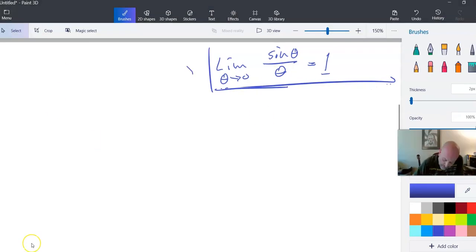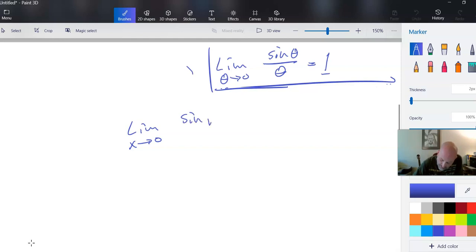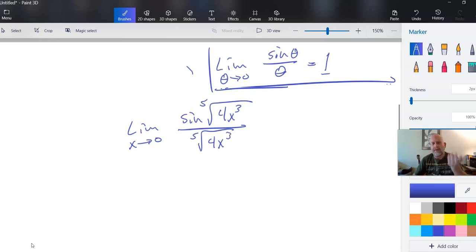All right. Okay, so let's say we wanted to look at the limit as x approaches 0 of sine of the 5th root of 4x cubed divided by the 5th root of 4x cubed. Okay, now it looks similar to the sine theta over theta, but it's not quite the same. Now, here's how you tell if you can use this result.